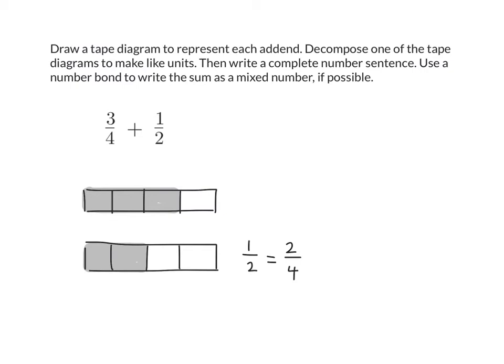Do you guys agree? So now I can rewrite my number sentence using like units. 3/4 is still 3/4 because the units are still fourths. But instead of 1/2, I can write 2/4. And now I have like units so I can add. If I have 3/4 and I want to add 2 more fourths to it, how many fourths do I have altogether? Haruto? 5/4. 5/4. Now in this case, is it possible to write that using a mixed number?